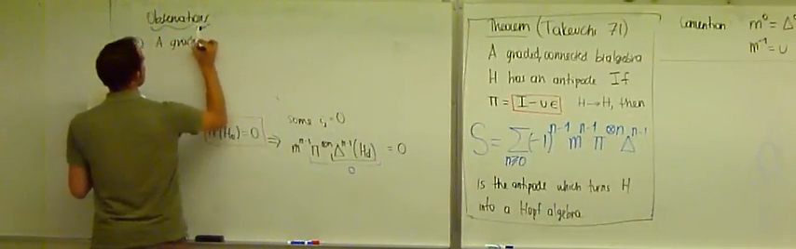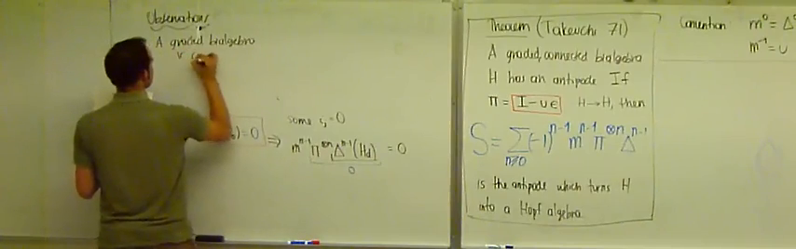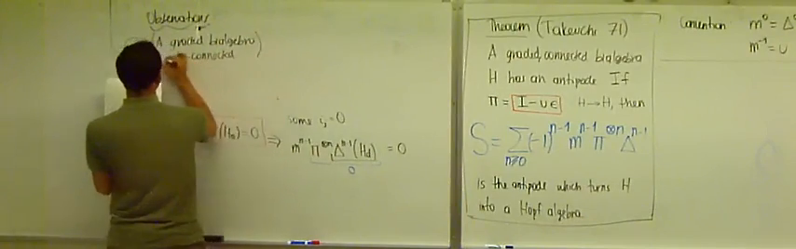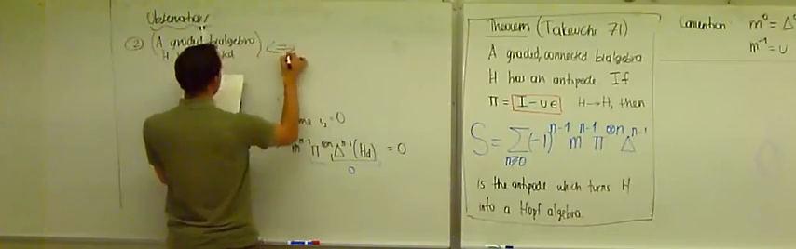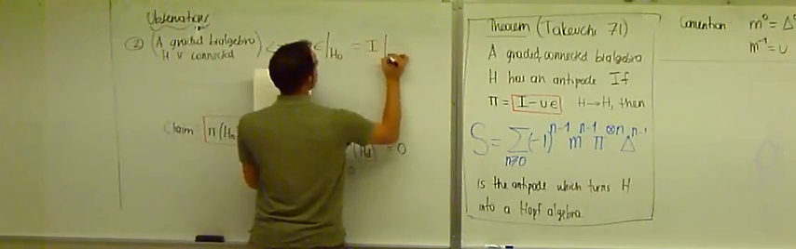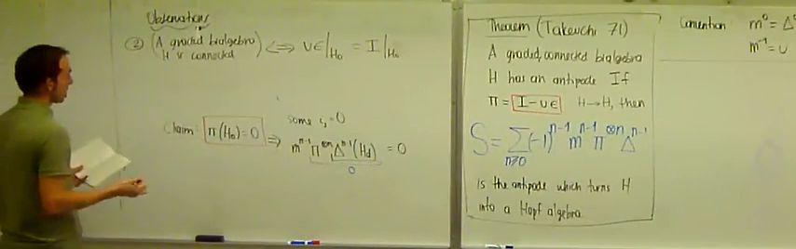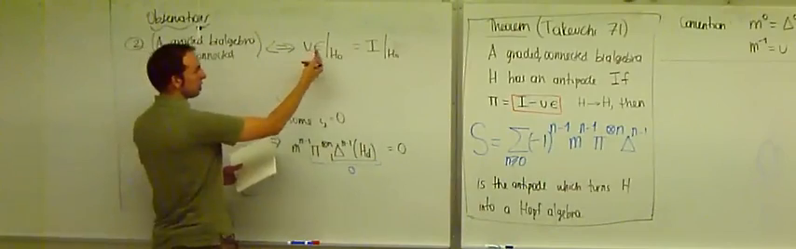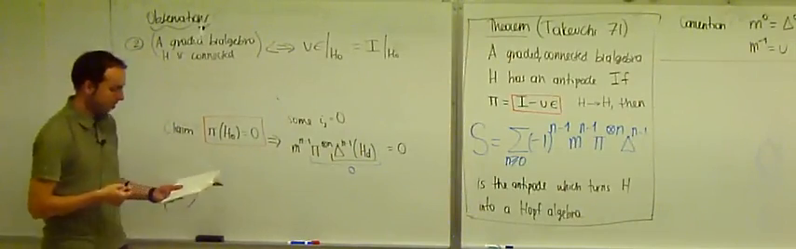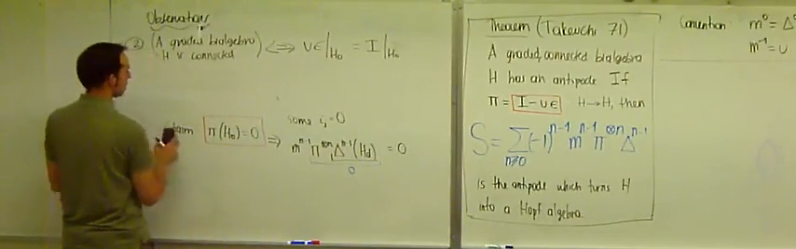A graded bialgebra is connected. Let's say H is connected if and only if u epsilon restricted to degree 0 is equal to I restricted to degree 0. And in particular, if you are connected, then u epsilon is equal to I and pi is equal to 0. So why is this? So this will imply this.